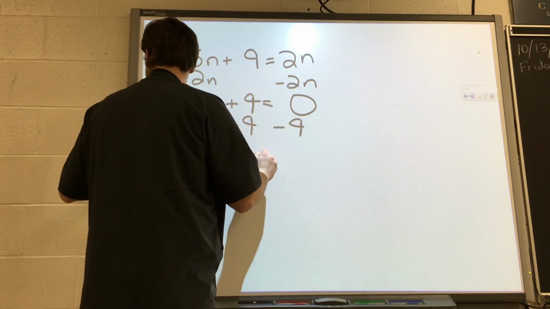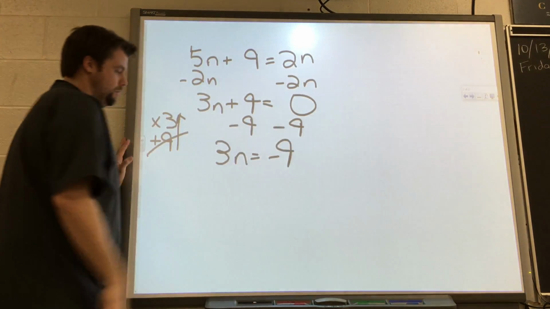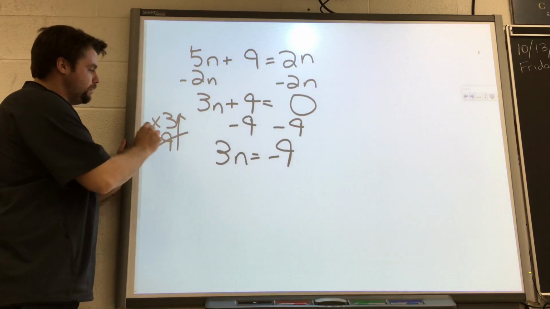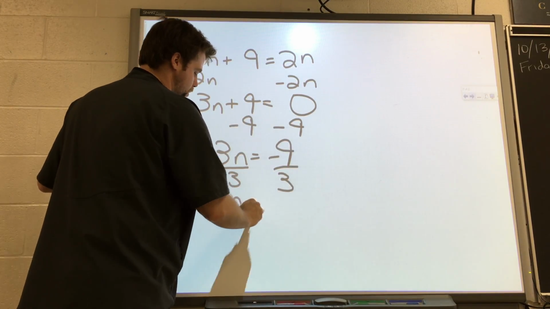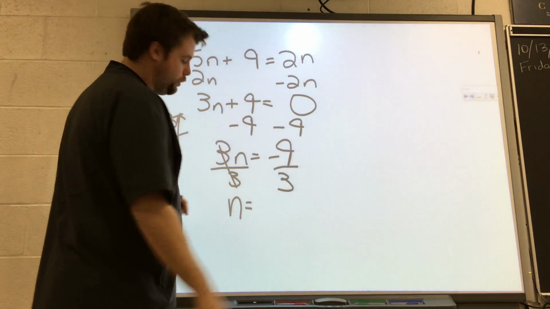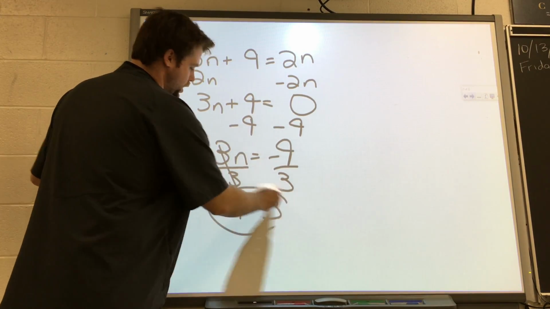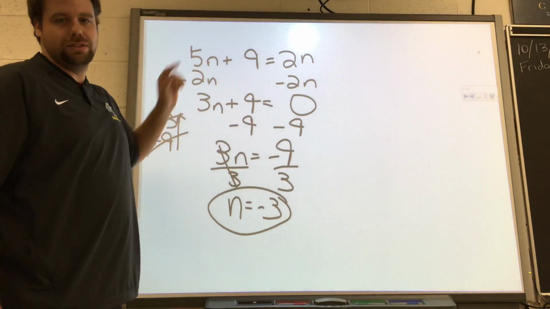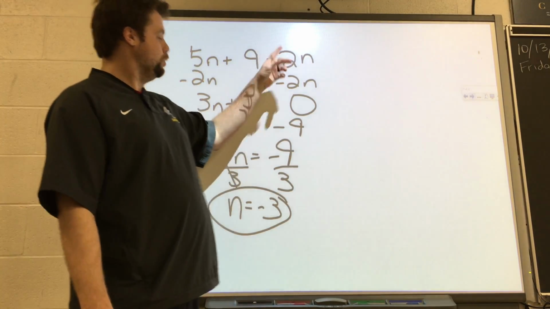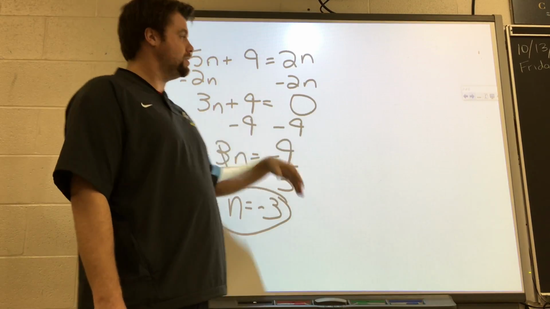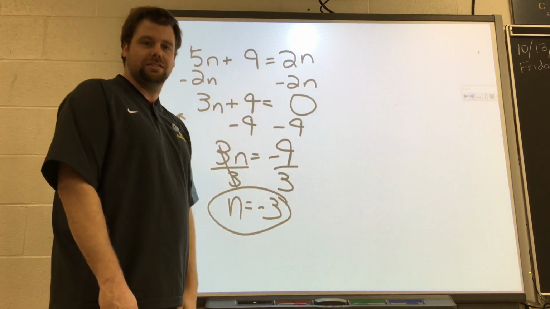3n equals negative 9. Now get rid of multiplication of 3. Divide by 3. N equals negative 9 divided by 3, negative 3. You can check it. 5 times negative 3 is negative 15. Plus 9, negative 6. 2 times negative 3, negative 6. Negative 6 is equal to negative 6.